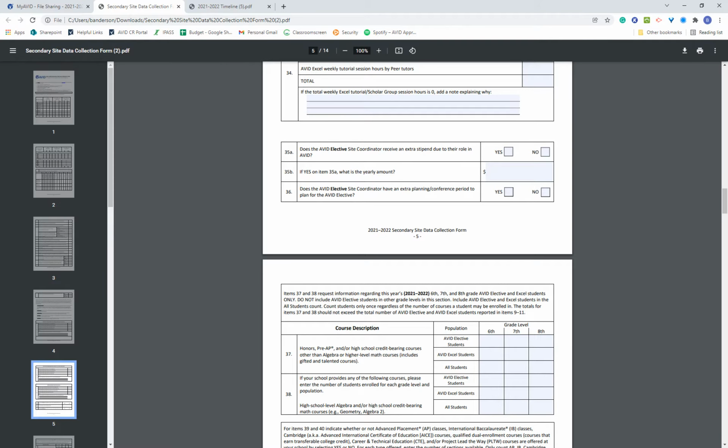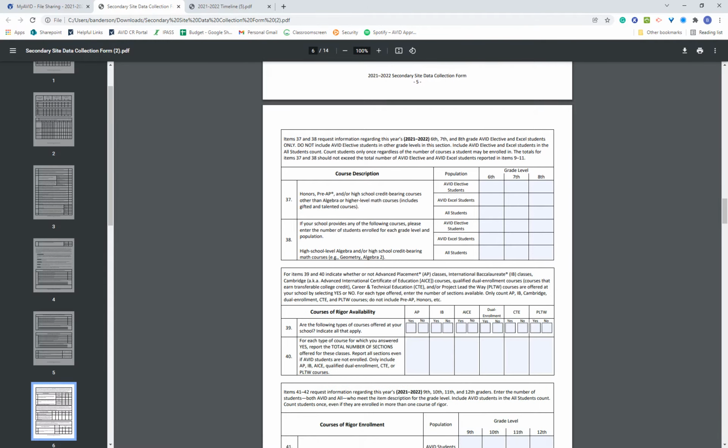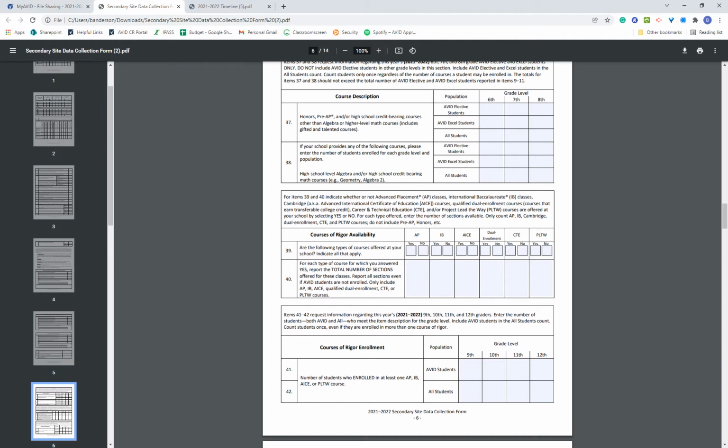Questions 35 and 36 focus on the site coordinator and if they receive either a stipend or additional planning time to serve as a site coordinator. So we just want to know if that is a common practice on campuses around the country. Question 37 and beyond here look at the courses that students are enrolled in on campus.